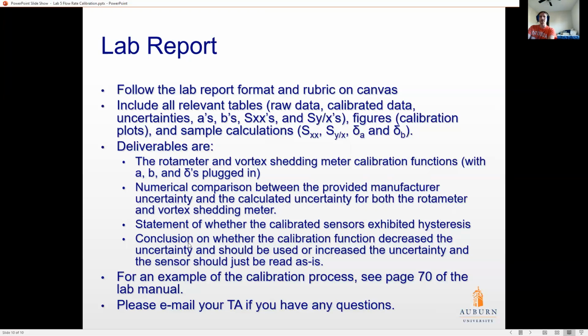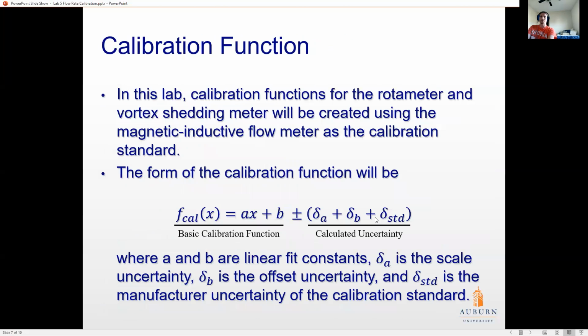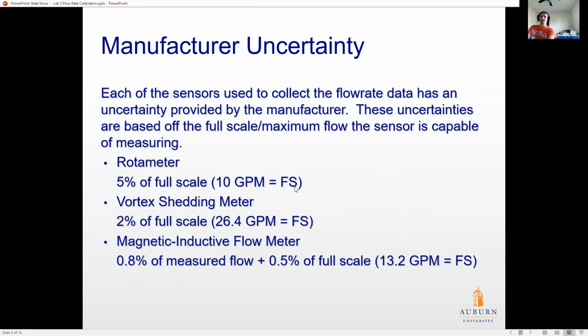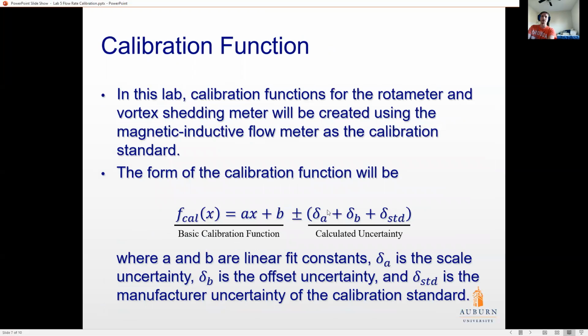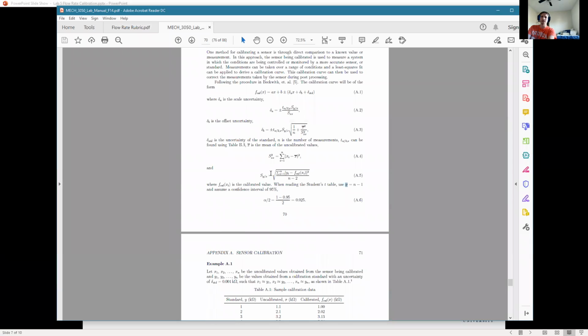Your conclusions are going to be a comparison of the uncertainty numbers. I want you to compare your calculated uncertainty to what the sensor manufacturer said it should be. Each of these will give you a number in gallons per minute. Oh, and there's an error here. This is supposed to be an X, so that's del A times whatever the actual measured flow was. That is correct in the manual, so make sure you're looking at that.